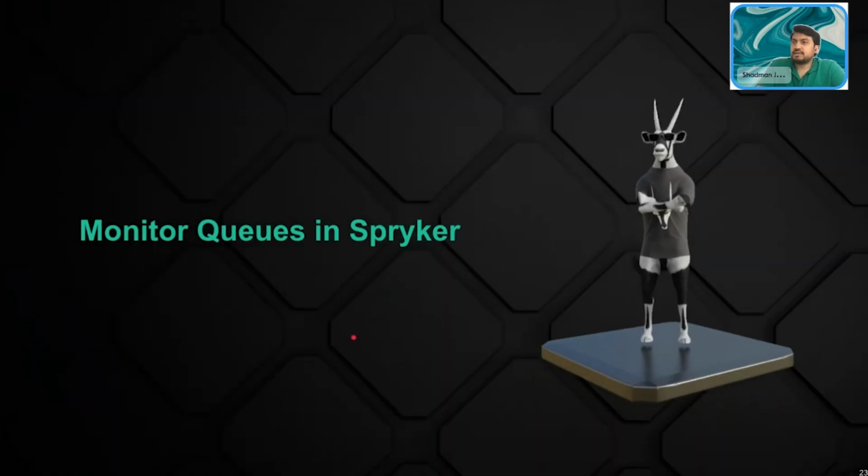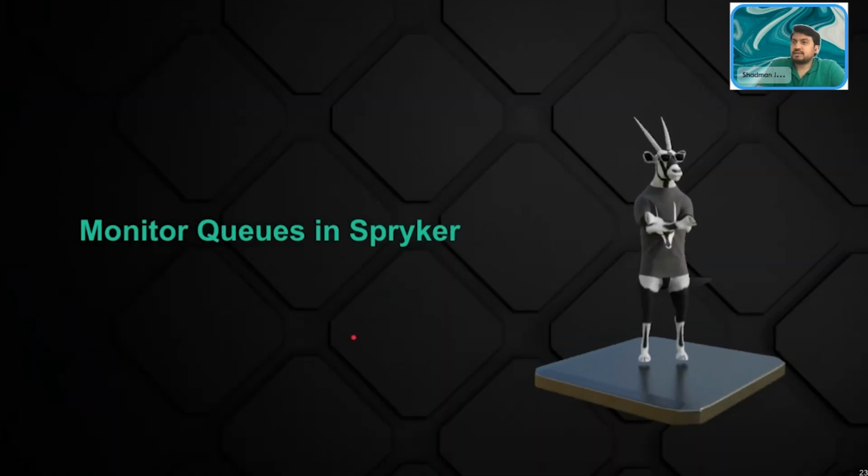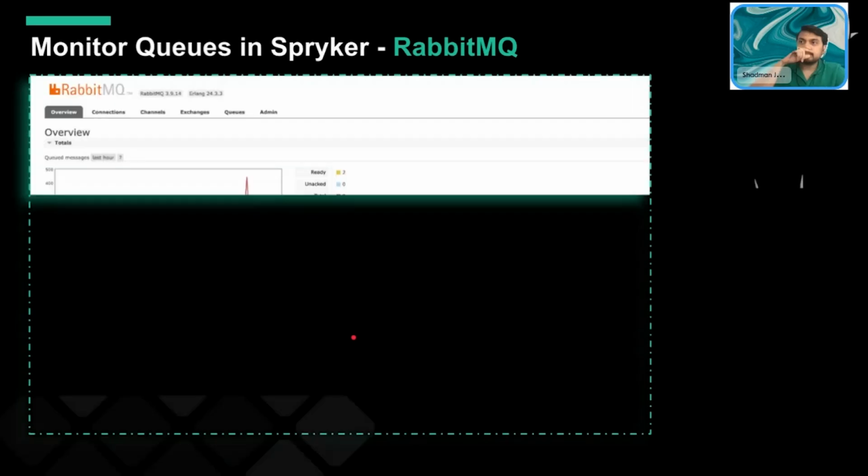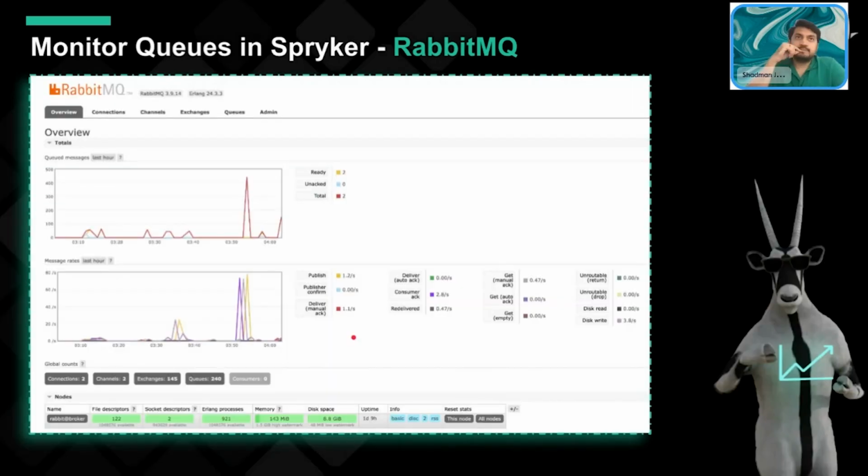Monitor next thing is monitor queues in Spryker. As we are using RabbitMQ by default in Spryker, we are also providing a monitoring dashboard in RabbitMQ. I believe many of you are already aware of how the RabbitMQ dashboard works and what RabbitMQ is providing us. Let me explain. Here you can see or monitor your queued messages.